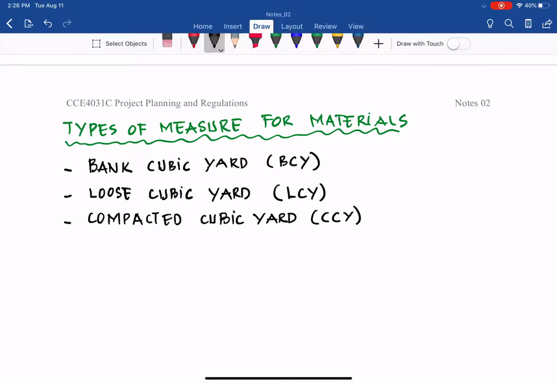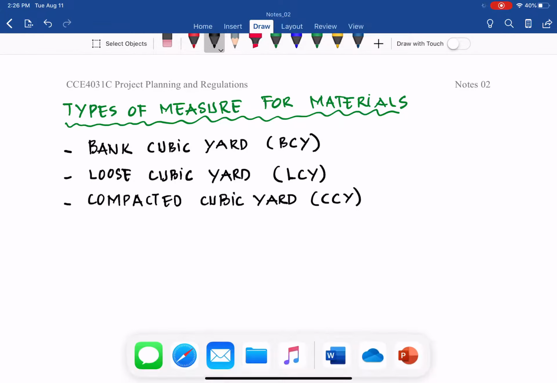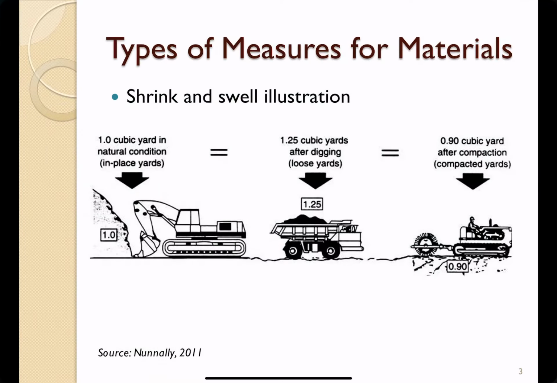We need to have that, because with the same material the volume will be changing, so we need to know in order to estimate the cost properly. So what do I mean here? As you can see on the slide that you have, slide number 3 in this lesson, the types of measure.